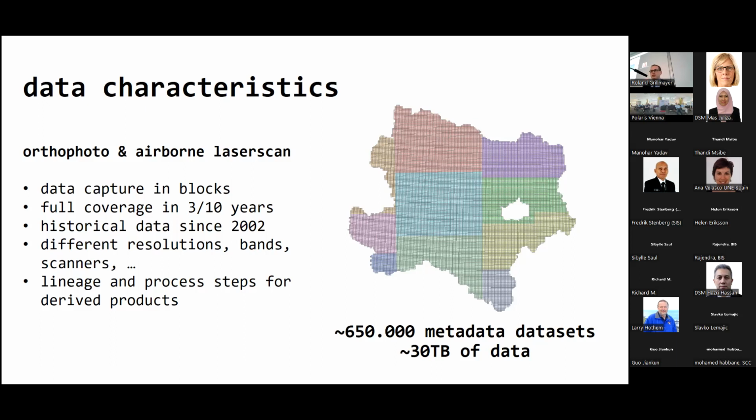So we should provide 650,000 metadata sets to describe each tile. It's around 30 terabytes of data. If you have 650,000 metadata sets and push them into a GeoNetwork, nobody will find anything. It's not a solution in our IT.